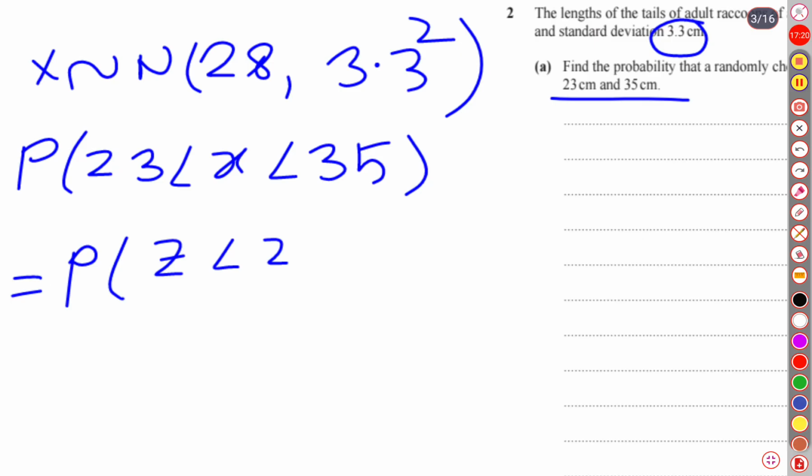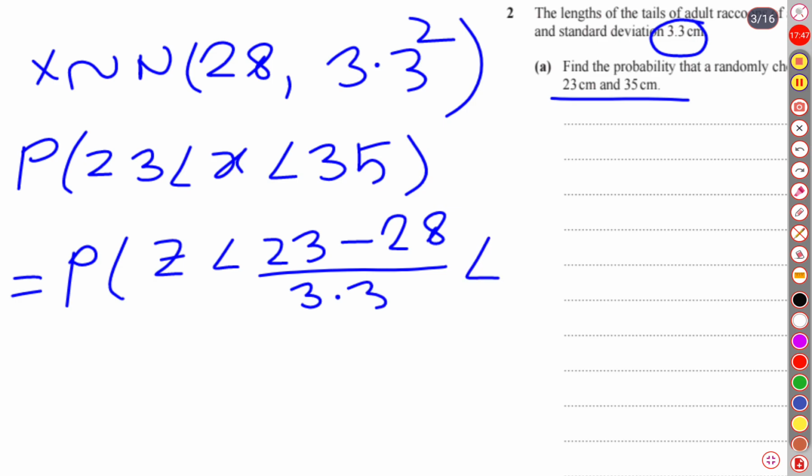You know how to standardize the score. Z, 23. Probability of 23 less than z... our mean is 28, over the standard deviation, which is 3.3. No, let's not write it this way. As our x is in between them, z will also lie in between them. Let me erase this.